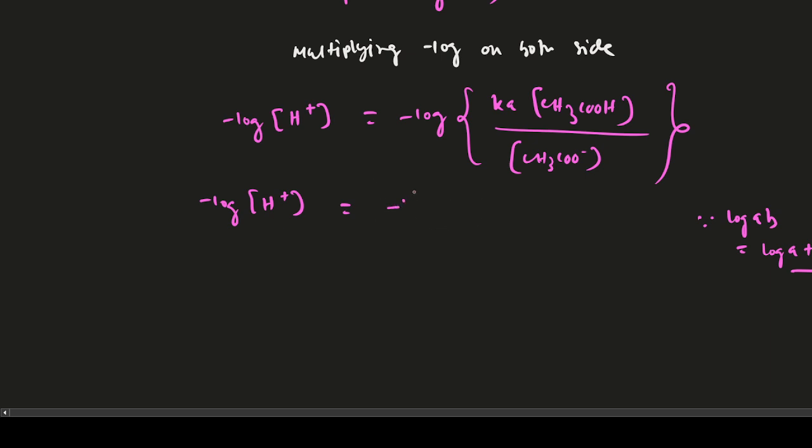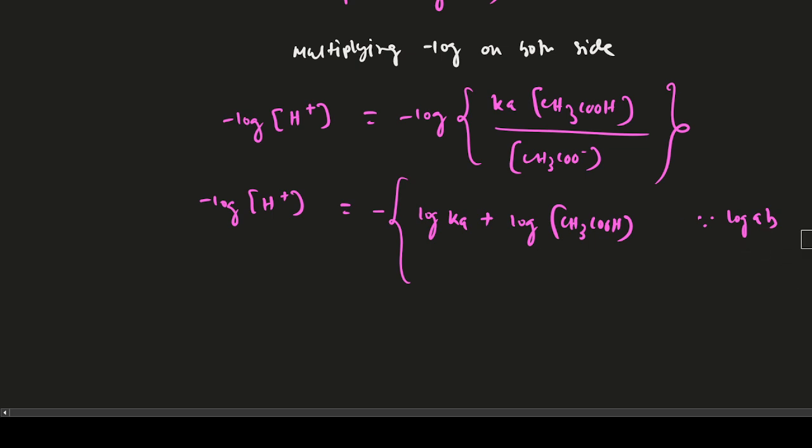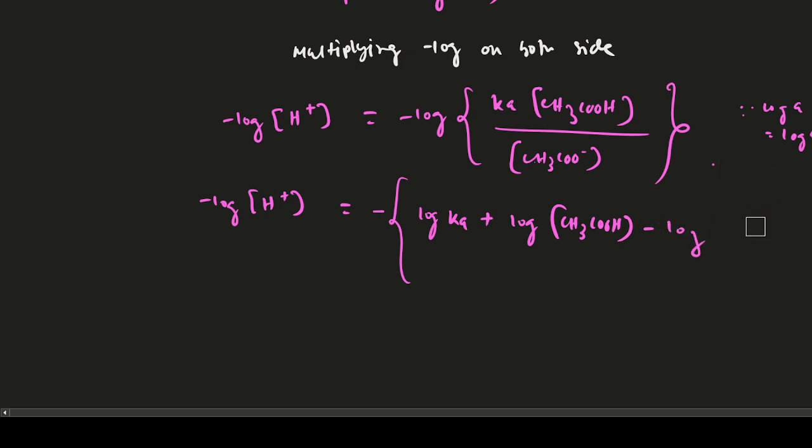Let me write minus in common, so minus log Ka, this is multiplied, so Ka plus log CH3COOH, and also here I write log AB equal to log A plus log B. Another, log A by B is equal to log A minus log B. Okay, so here this is multiplied, that's why I put plus, and this is divided, so I put minus log CH3COO minus.